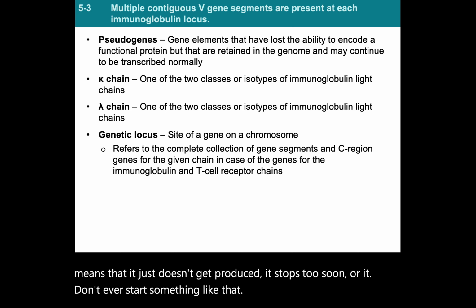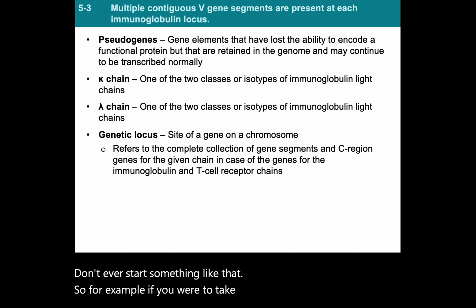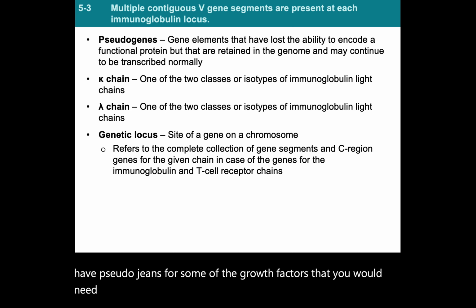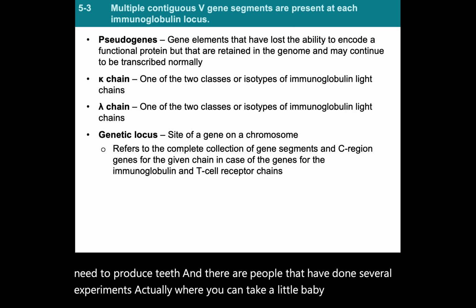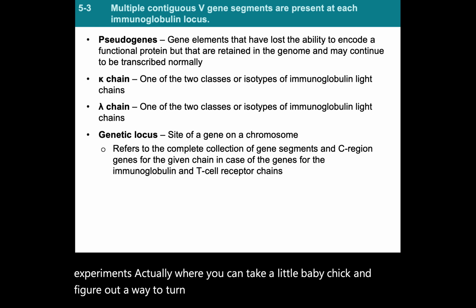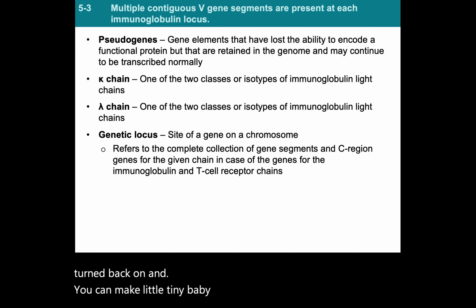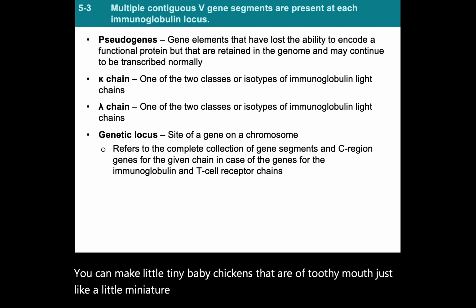So, for example, if you were to take something like birds, they actually have pseudogenes for some of the growth factors that you would need to produce teeth. And there are people that have done several experiments where you can take a little baby chick and figure out a way to turn these genes back on. These pseudogenes get turned back on, and you can make little tiny baby chickens that have toothy mouths, just like a little miniature dinosaur. Really cool stuff. We have a lot of pseudogenes in the human genome.